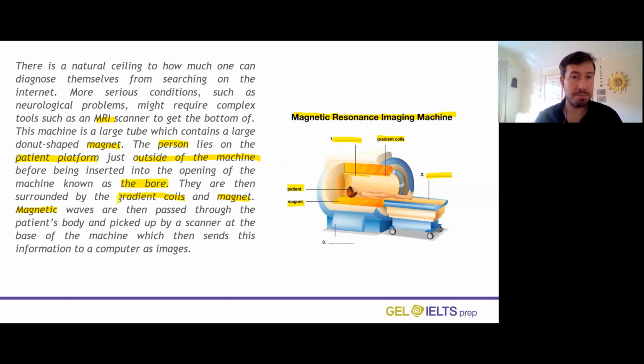They are then surrounded by the gradient coils, and magnetic waves are then passed through the patient's body and picked up by a scanner at the base. So this is key. At the base means at the bottom. And so this here must be a scanner. So scanner is the correct answer for 3. So we would look for these keywords in the whole text, and we would find this part, and then we would read this part carefully to find the correct answers. And that's how you would answer a labeling diagram question.